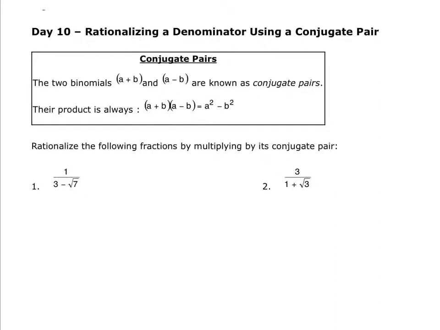In this lesson, we're going to take a look at rationalizing denominators that have binomials involving radicals in the denominator, as opposed to the single radicals that we looked at in the previous lesson. We're going to be using something called conjugate pairs in order to rationalize these particular fractions.